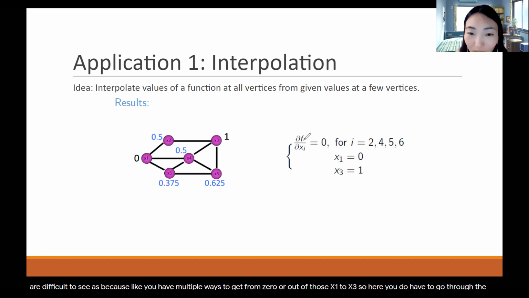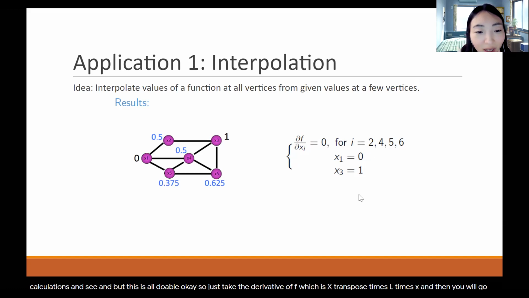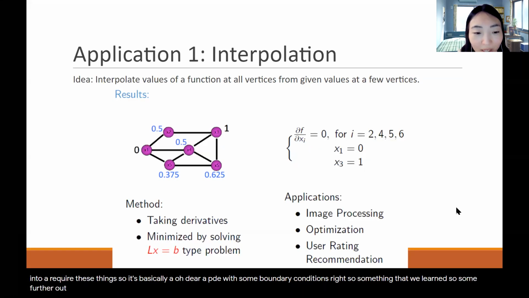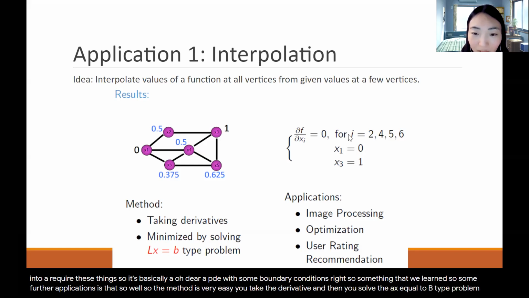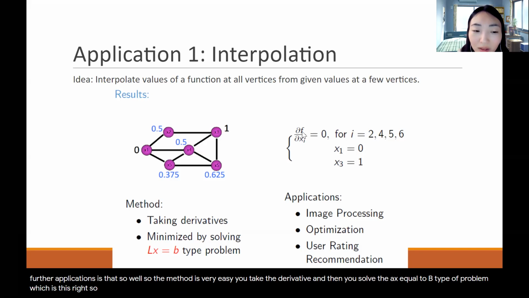Okay, so you just take the derivative of f, which is x transpose times L times x, right? And then you're going to require these things. So it's basically a PDE with some boundary conditions, right? So something that we learned. So some further applications is that, so the method is very easy. You take the derivative and then you solve the Lx equal to b type problem, which is this, right? This is everything, I think we learned how to do this.